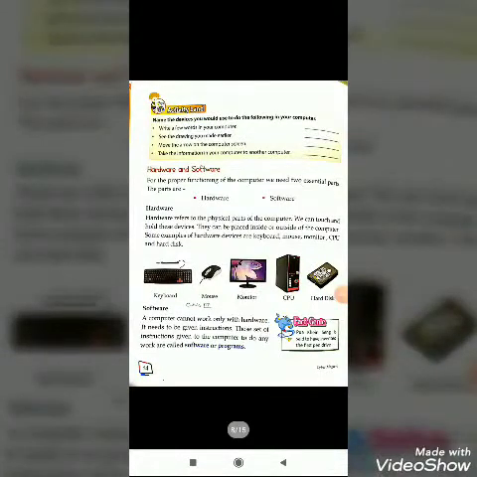Look at page number 14, which is shown on your screen. Hardware and software. What is hardware and software? For the proper functioning of the computer, we know that we need two essential parts. What are they? The first one is hardware and the second one is software. Now we are going to study about hardware.